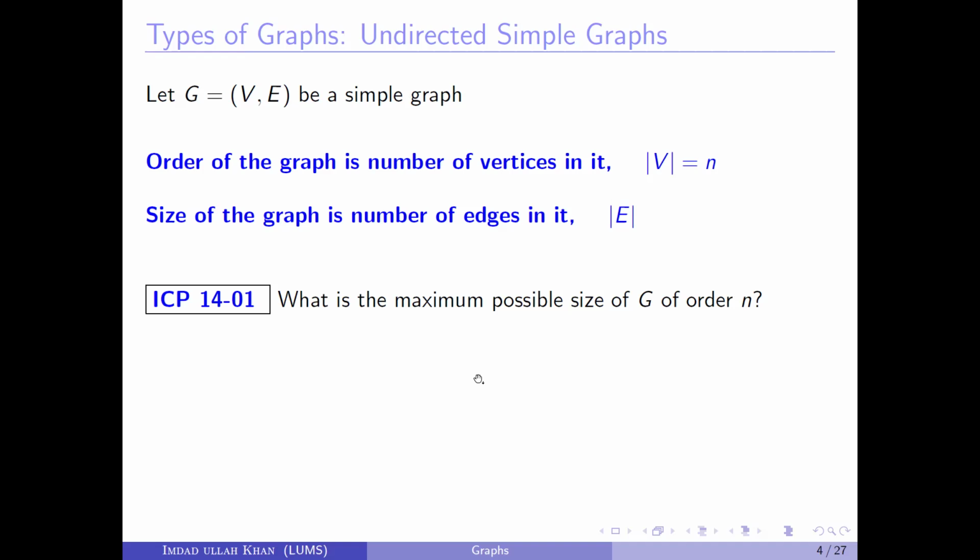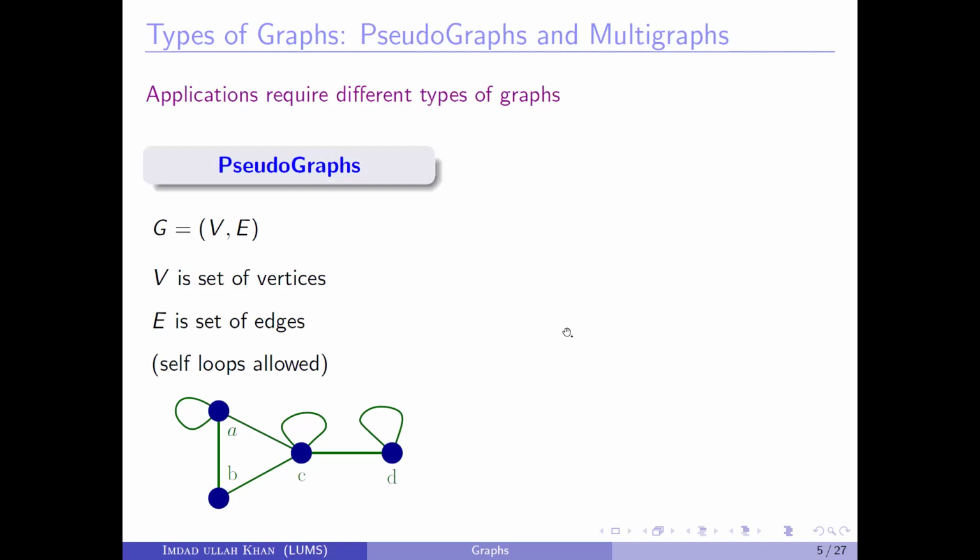all possible subsets of vertices. When we say subsets, that means order does not matter, and each subset is of size 2. So the number of subsets of size 2 is n choose 2.